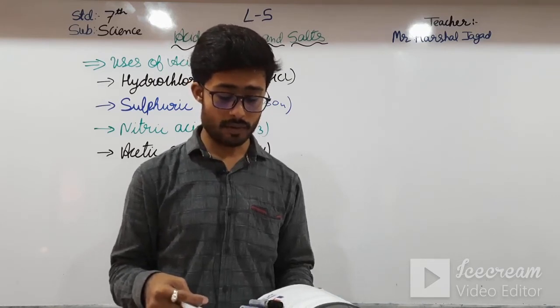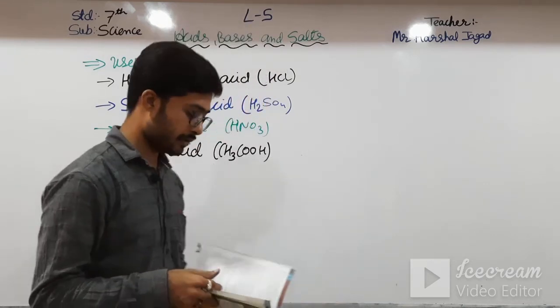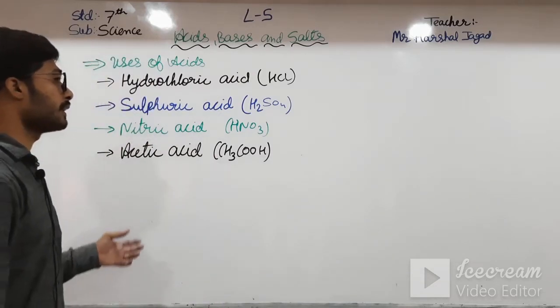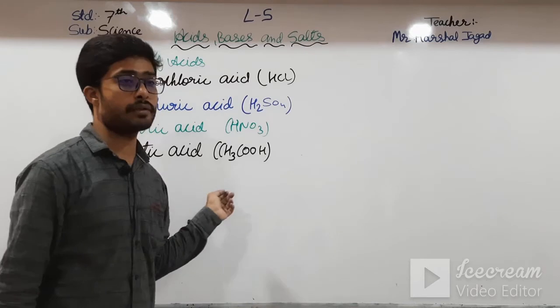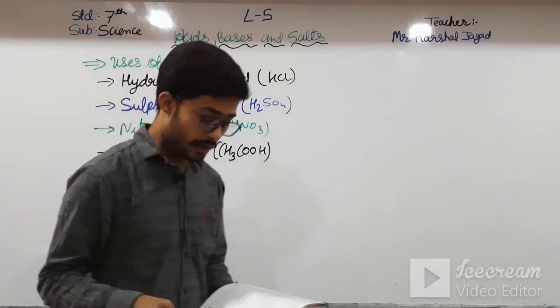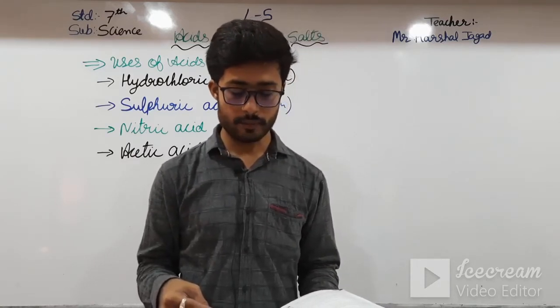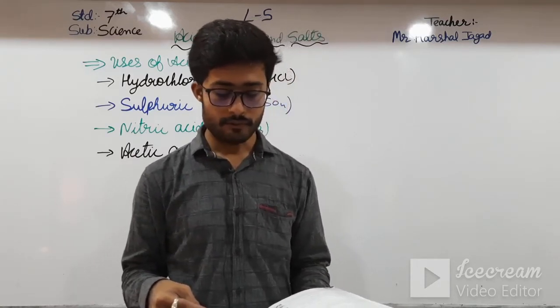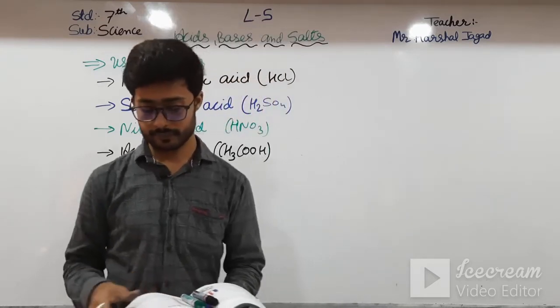Okay students, and the next use is that it is present in several cleaning agents used for cleaning windows, floors and utensils. It is also used for removing stains from wooden furniture and carpets. So it is also used in some cleaning agents, for the cleaning of windows, floors and utensils, and for removing stains from wooden furniture and carpets. Okay students.